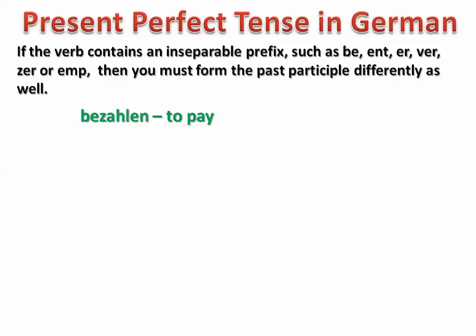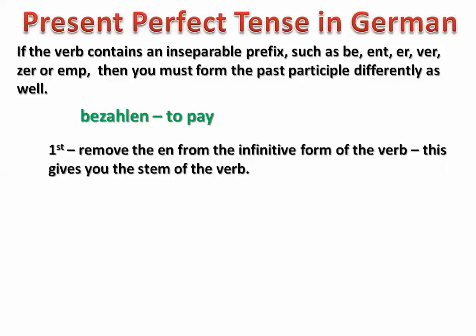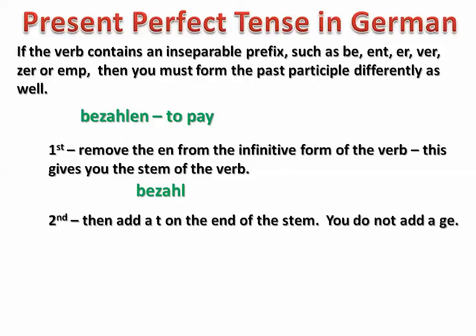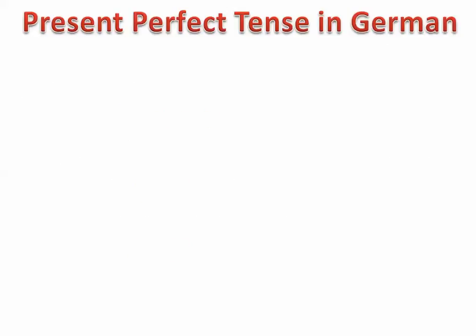Now, if the verb has an inseparable prefix, and some examples of those are be, ent, ver, zer, or emp, like in our verb bezahlen, to pay. You're going to basically remove the en, just like you did with all the others, but you're not going to add a ge to the front, but you will add the t to the end. So bezahlt, ich habe bezahlt, ich habe schon bezahlt, I've already paid.